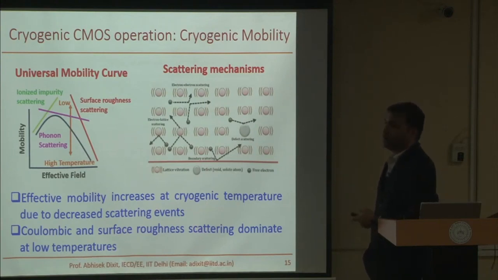You are trying to freeze everything, so things are vibrating less and less, right? The vibrational energy is going to be lowered, right? So scattering events are going to be less. So we have seen that Coulombic and surface roughness scattering dominate at low temperatures. Is that clear, right? Since you are controlling the vibrations, phonons are not going to be doing much of a change in the mobility.